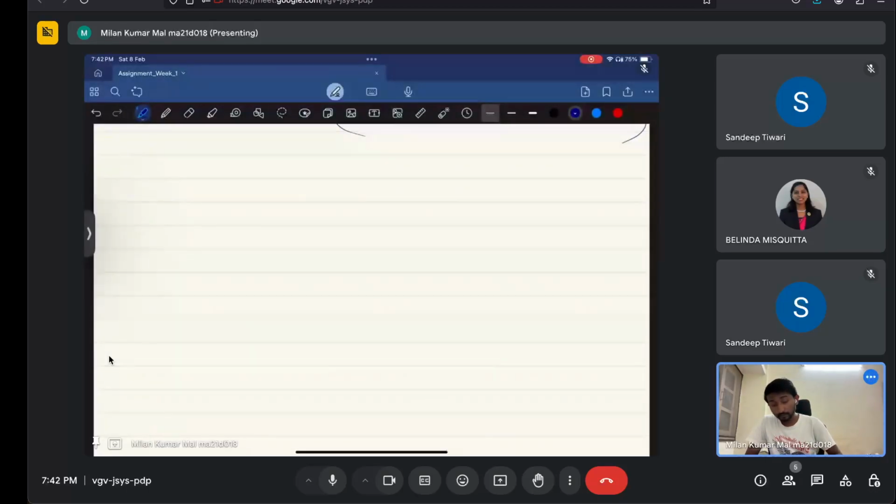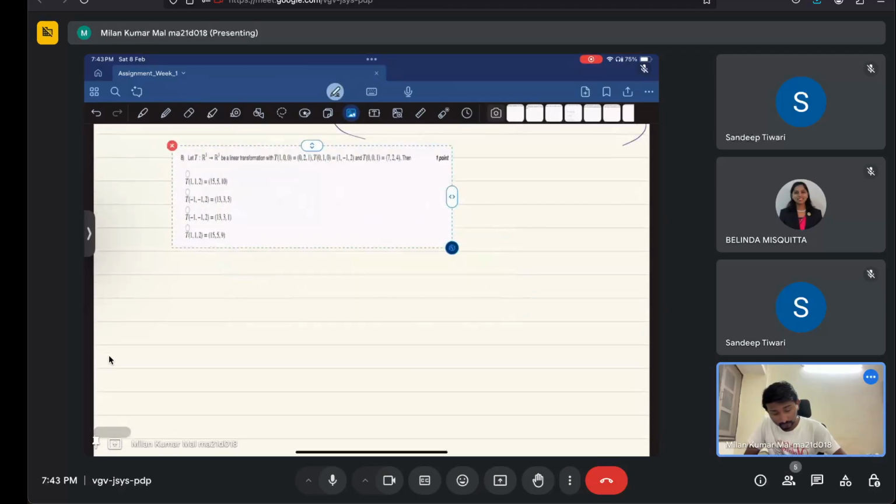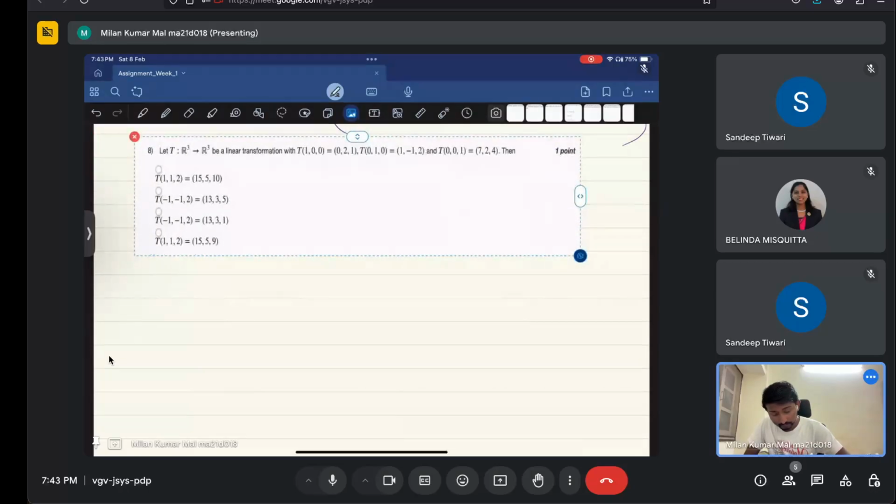I'll give another problem, but before that I'll just read the product of two linear operators. Okay, no, not before that. We will give a solution to the problem, and after that we will give the product. What is it saying?